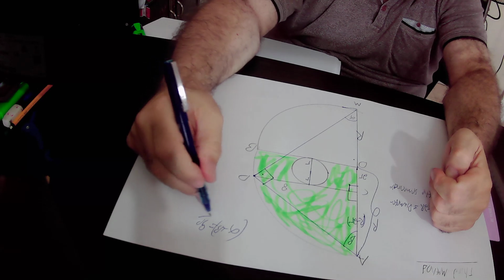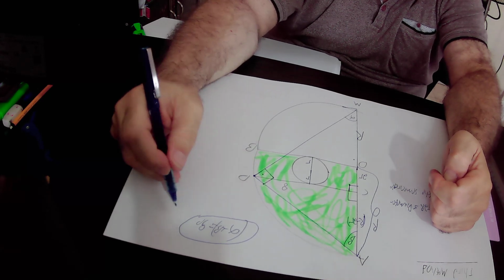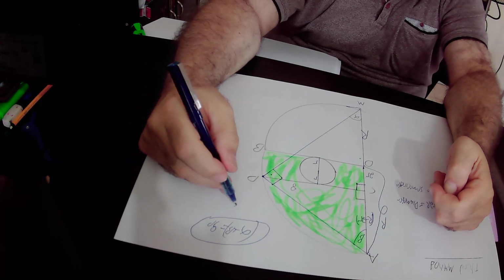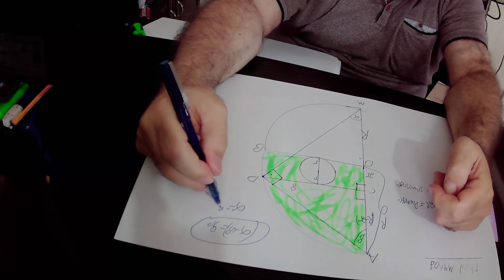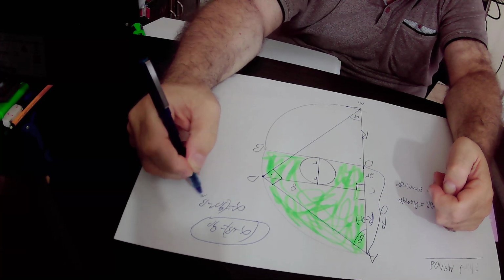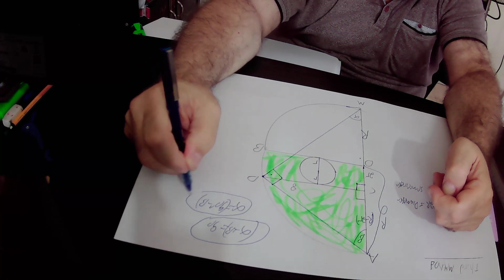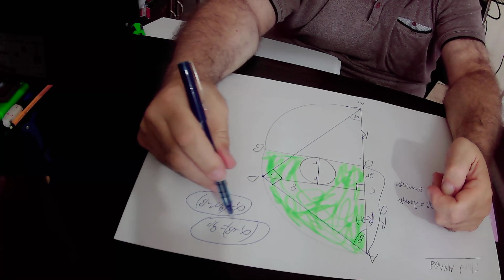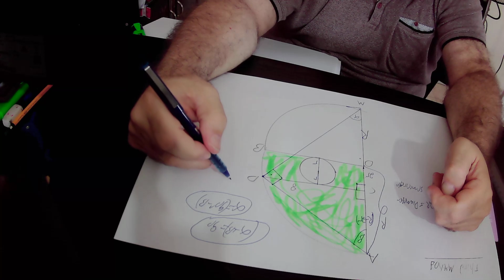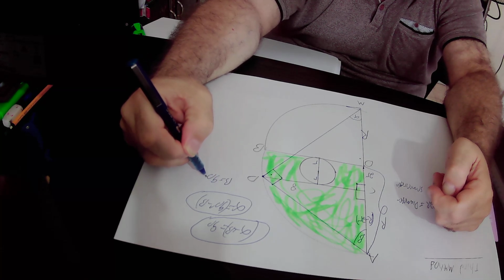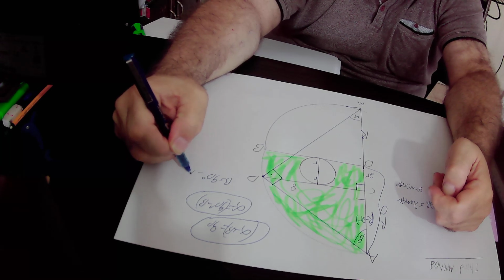So here, if we subtract beta from this equation, we get that alpha equals 90 degrees minus beta. And if we subtract alpha from this equation, we get that beta equals 90 degrees minus alpha.